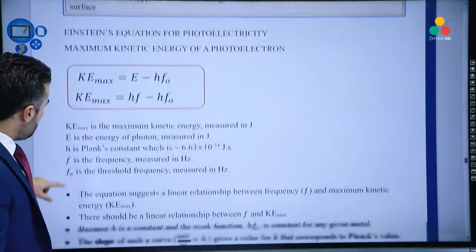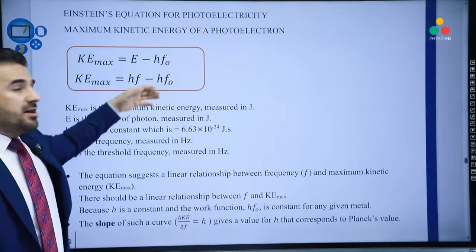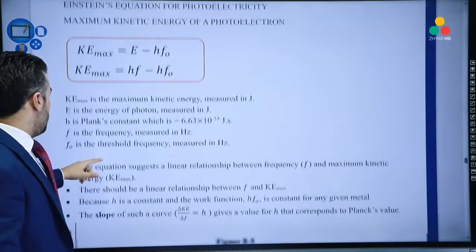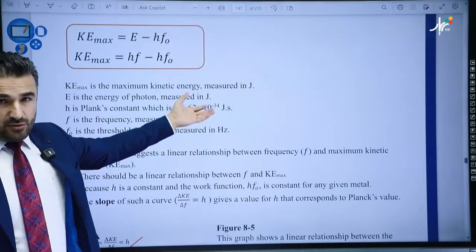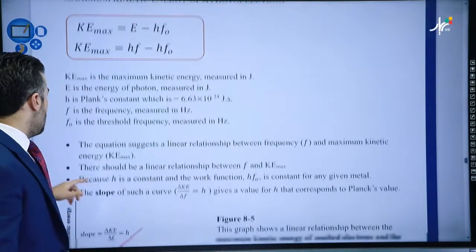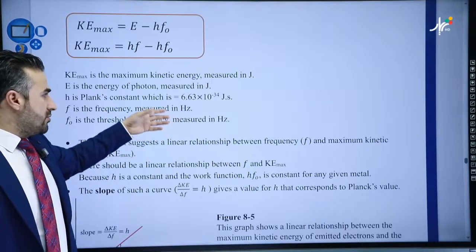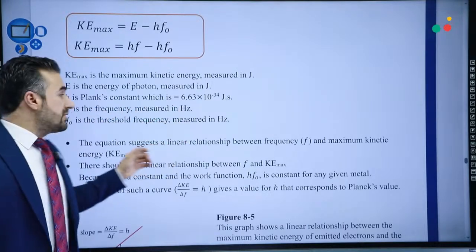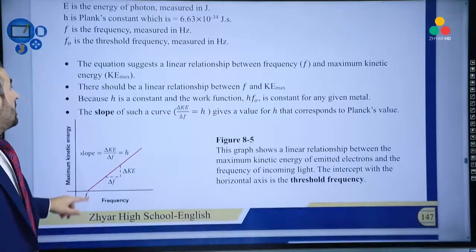By the way, that is basically the maximum kinetic energy, measured in joules because it is kinetic energy. Energy is also measured in joules. Planck's constant, which you already know, is measured in joule second. f is the frequency of the incident photon, measured in hertz. And of course, f naught is the threshold frequency, also measured in hertz.